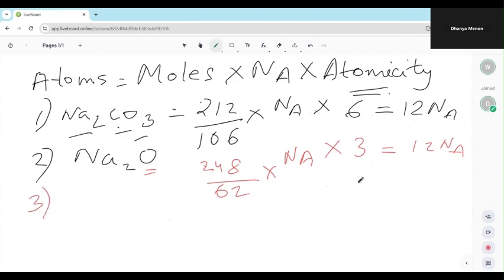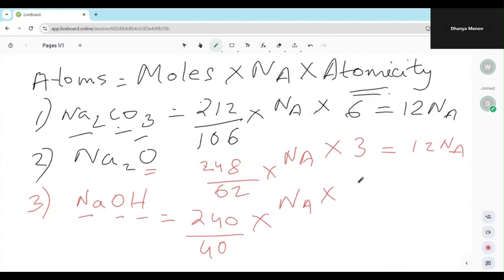So the third one is sodium hydroxide. The mass mentioned is 240 over molar mass 40, that's given in the question, times Na times how many atoms are there? Sodium is 1 atom, oxygen is 1 atom, and hydrogen is 1 atom. That gives 3 atoms. So this is 18 Na. Okay, so for now, sodium carbonate and sodium oxide have equal number of atoms. I'm rubbing out sodium hydroxide because it will not come in this option.